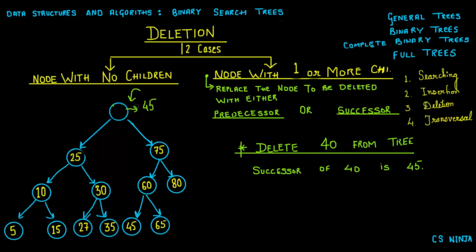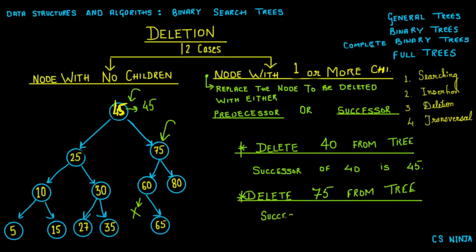After replacing 40 with 45, we have deleted 40, but now 45 appears at two places. So we again have to delete 45 recursively. And as we know, 45 in this case is with no children, so we can simply delete it. So in the second case, we might use the first case too. Keep that in mind. Now we have to delete 75 from this tree.